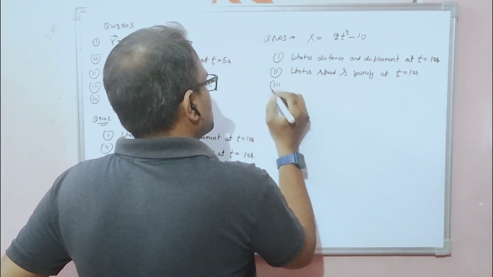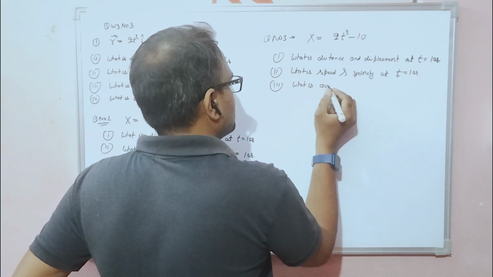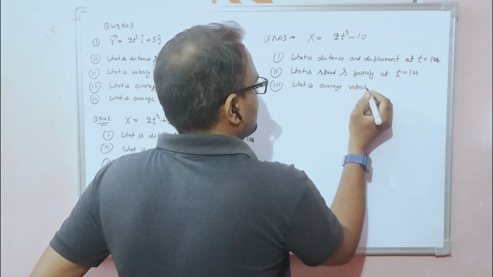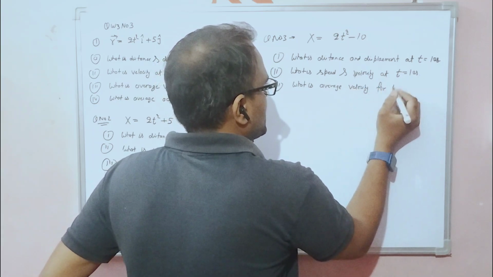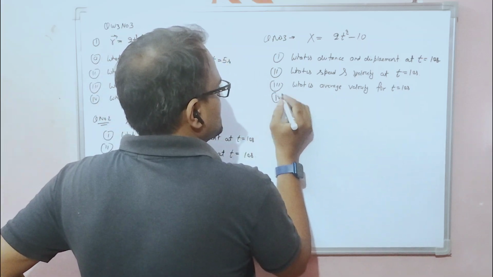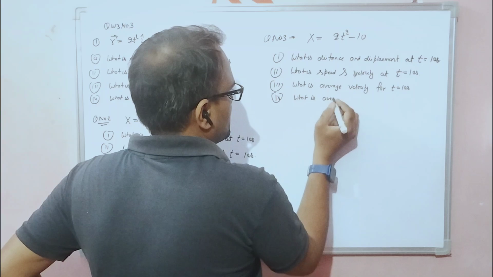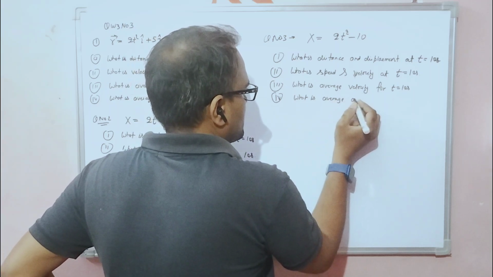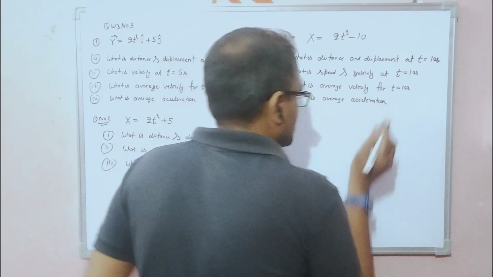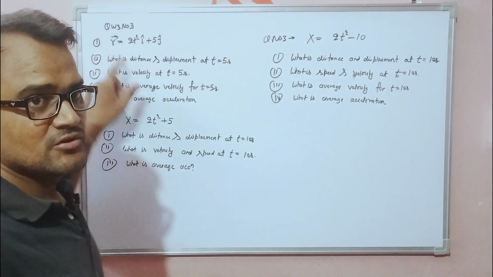Third part is, what is average velocity for time t equal to 10 seconds, and the last part is, what is average acceleration. So these are questions for quiz number 3.